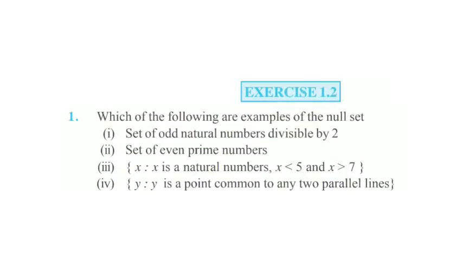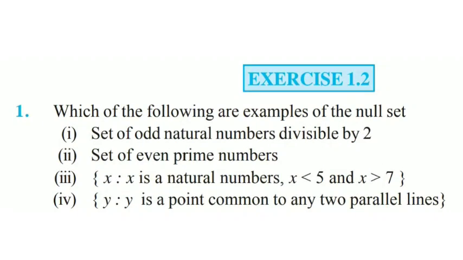Here the first question is, which of the following are examples of the null set? We know a null set means a set which does not contain any element. Here, the set of odd natural numbers divisible by 2. We know the odd natural numbers are 1, 3, 5, 7, etc., and clearly these numbers are not divisible by 2. So the set contains no elements, so we can conclude it is a null set.